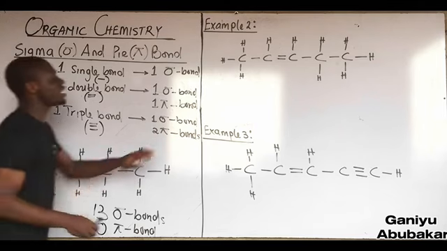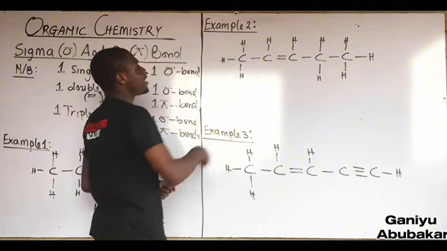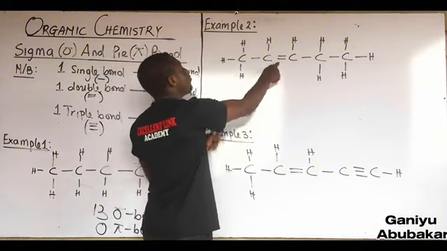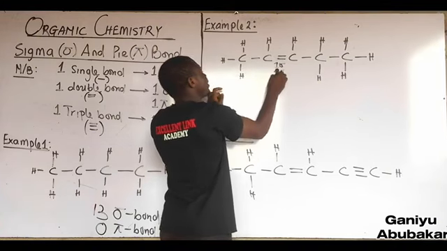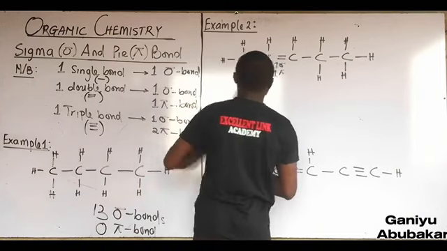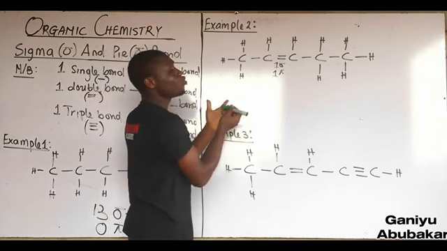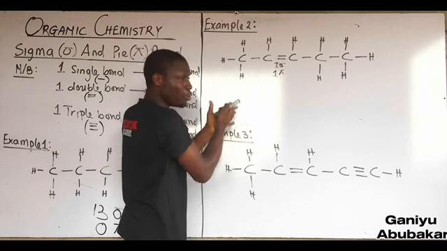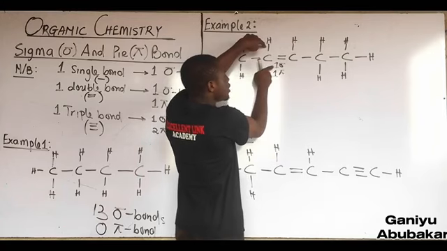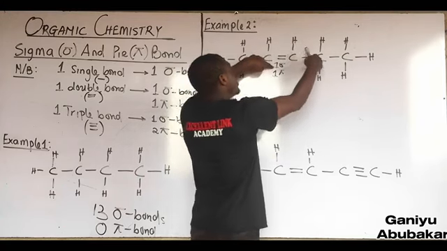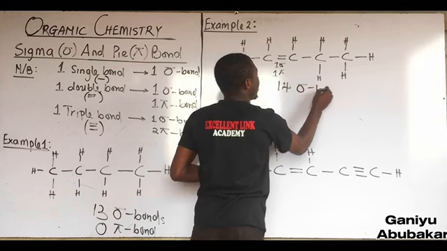All right, let's come to this one now. Let's do the total number of sigma bonds and total number of pi bonds. First, I'm seeing a double bond here, as you can see. A double bond contains one sigma and one pi bond. So don't forget that a double bond contains one sigma and one pi bond. All right, let's get the total number of sigma bonds and pi bonds here. For sigma bonds, count the single bonds. 1, 2, 3, 4, 5. Sigma bond 5. This 6, 7, 8, 9, 10, 11, 12, 13, 14. So I'm having 14 sigma bonds.